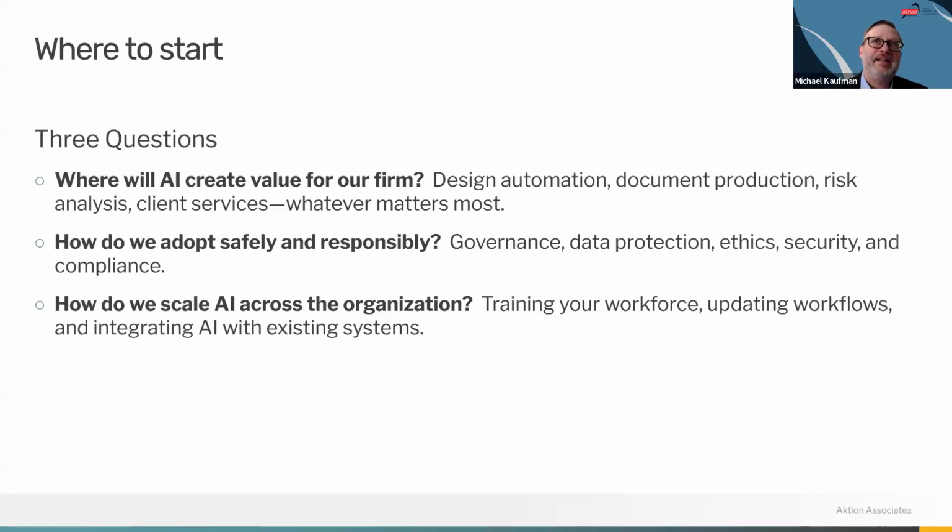So I guess I'll add here a few things to consider as you begin to get started with your AI strategy. It's important to figure out what is the benefit? Where is it going to create value for our firm? And there are a number of things to consider. Is design automation a spot that'll be most beneficial? Is it the creation of documents? Is it analyzing risk or interfacing with clients? Whatever it is that matters most to you is a great place to say, let's start here and start seeing some gains quickly.